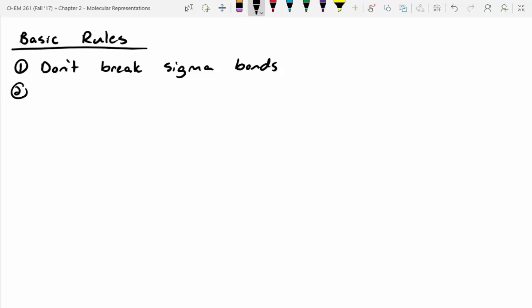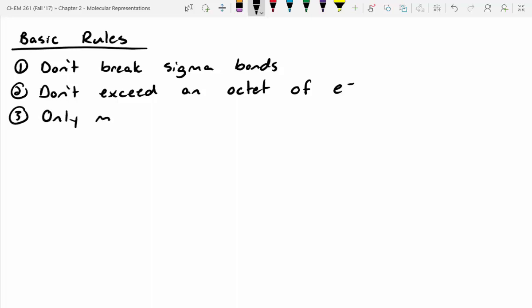So number 2 is don't exceed an octet of electrons around any atom in your resonance structure. The octet rule is still hard and fast here. You can have fewer than 8 electrons, but not more than 8. All right, third one's getting back to that first point. You only move lone pairs or pi electrons.